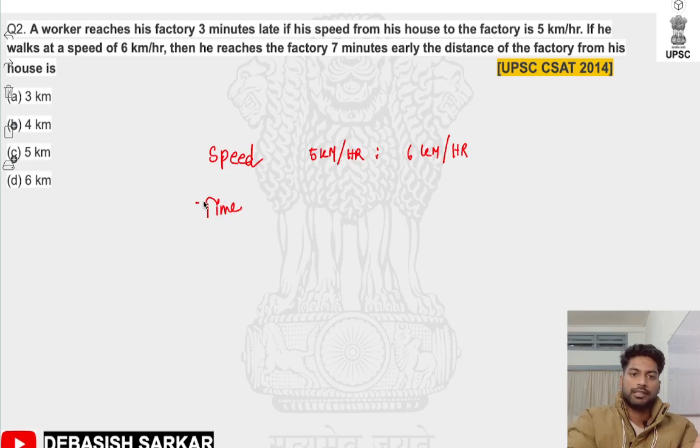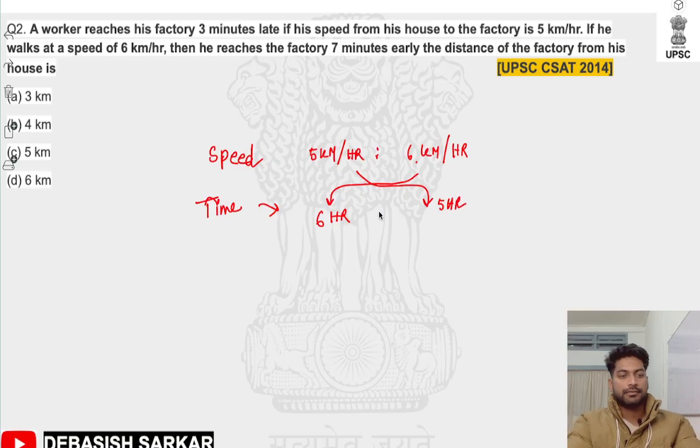How can we make the time ratio? Always remember speed and time are inverse. If the speed is higher, the time will be lesser. If the speed is lesser, the time will be higher. So they just replace their places. 6 comes here, so it is 6 if the distance is constant, and this will be 5. The kilometer goes back. Got it? Did you understand?